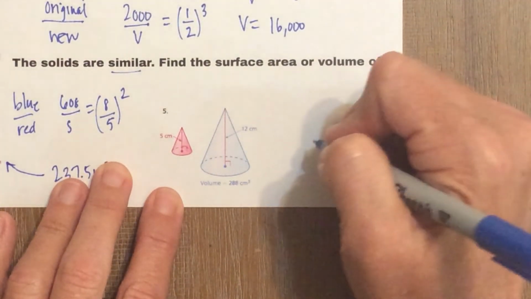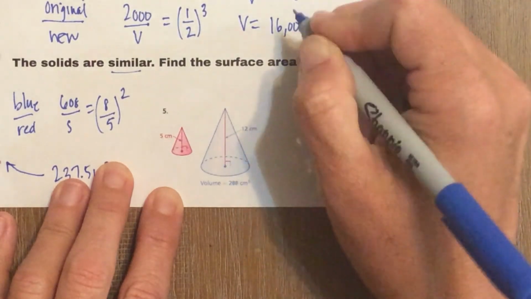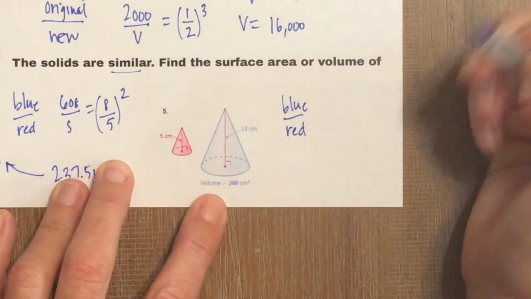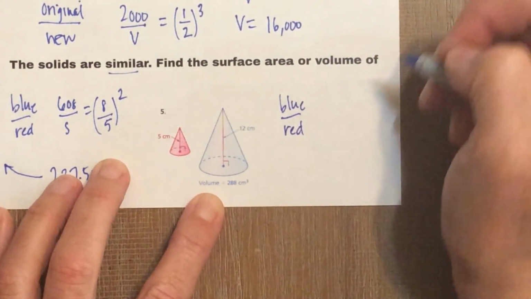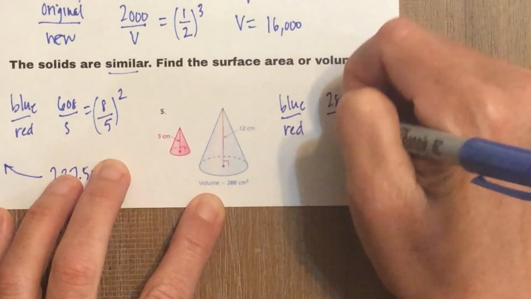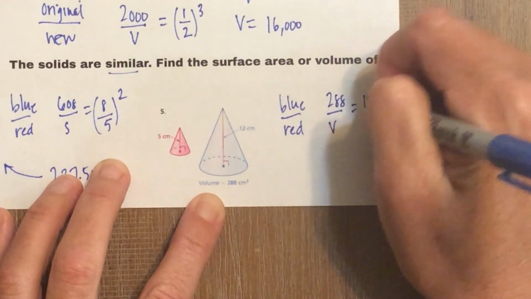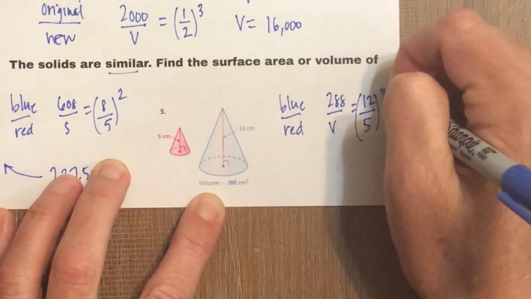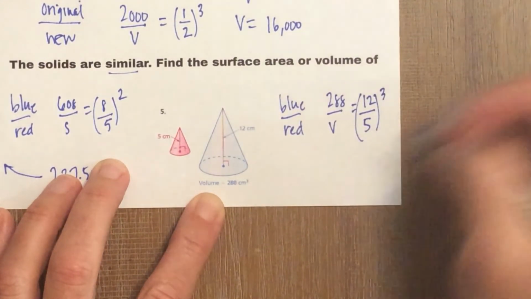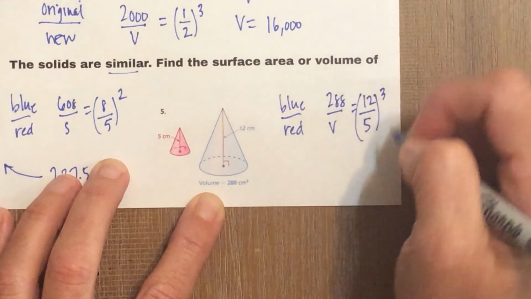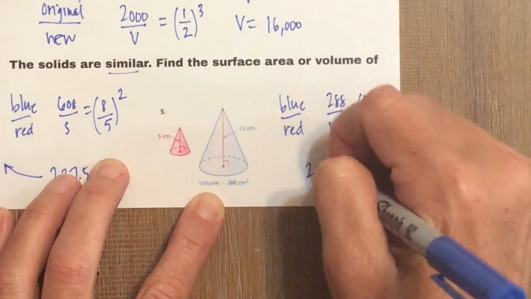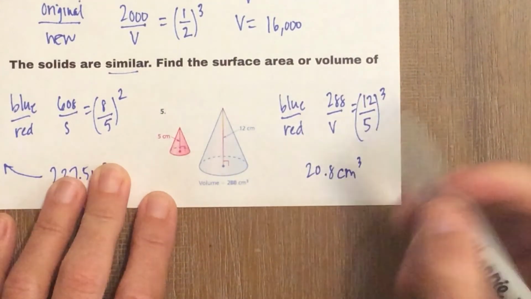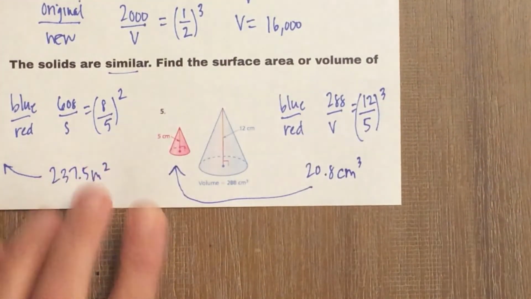Question 5, the setup. Again, we can do blue over red. So the volume is 288 over the unknown volume. The height is 12 over the height of the red one, which is 5. This is volume, so we need to cube the dimensions, okay? Cube it all, then solve your proportion, and you get 20.8 cubic centimeters for your volume of the red cone.